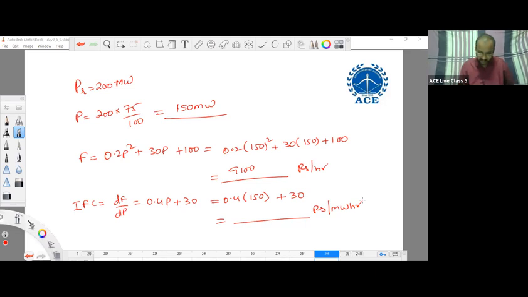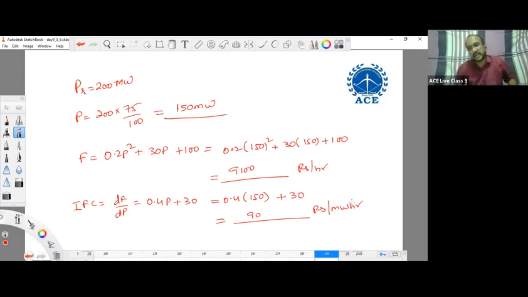What will be the incremental fuel cost? How much do you get here? It is operating at 75, 90, yeah? 90 rupees per megawatt hour. Okay. So this is how you need to calculate the incremental cost and incremental fuel cost.